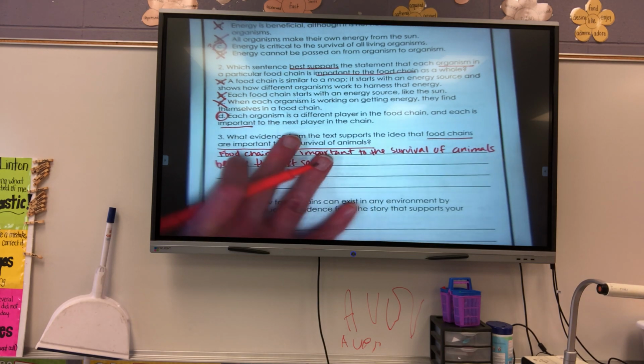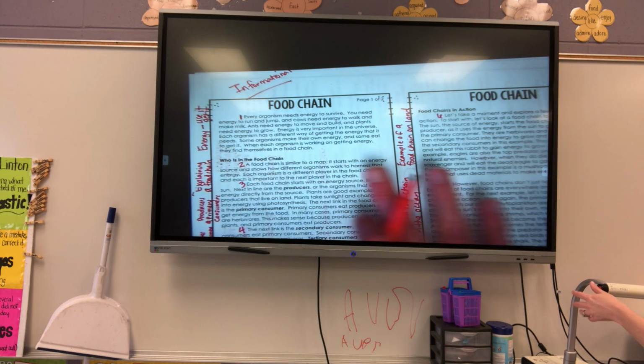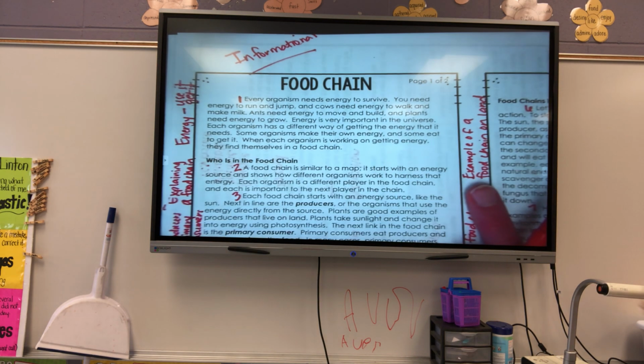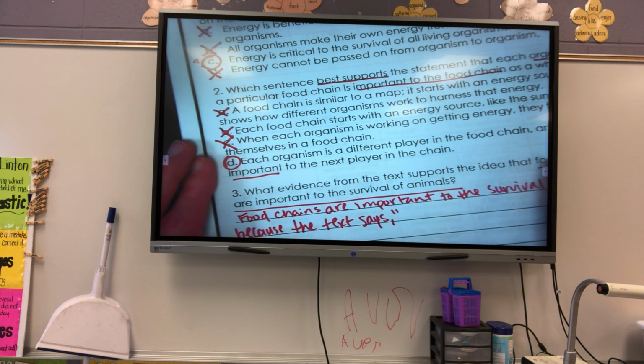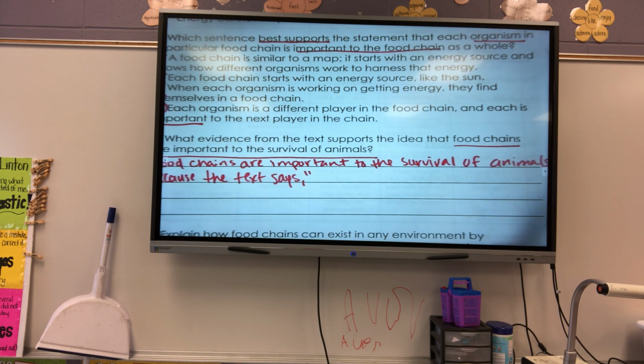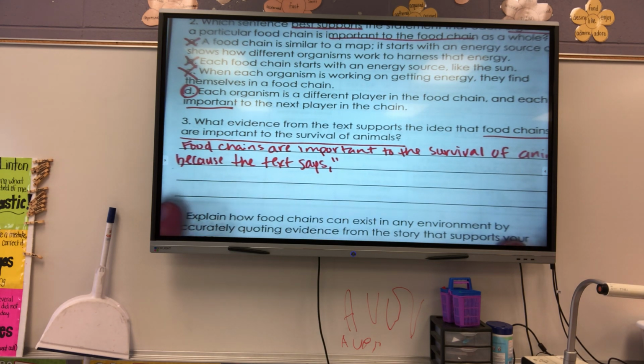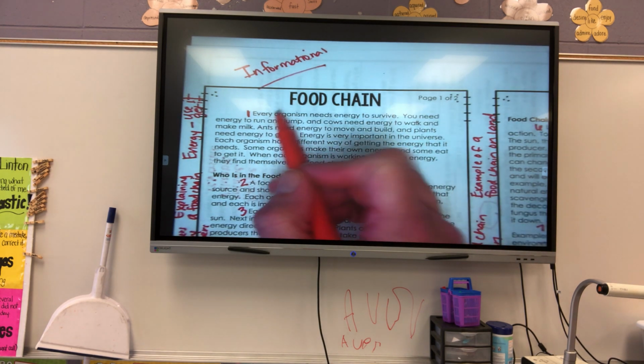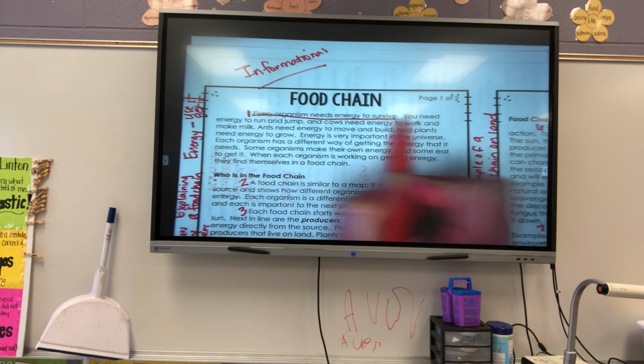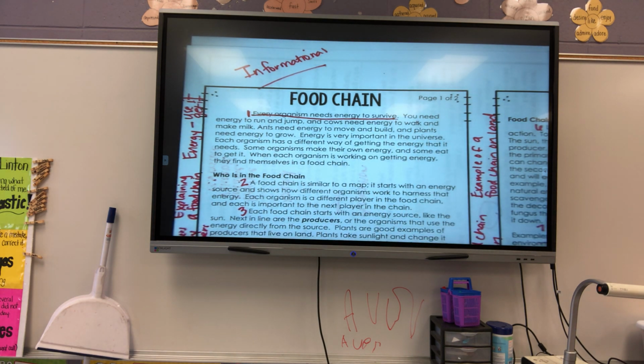Paragraph one says, every organism needs energy to survive. Does that tell me why food chains are important to the survival of animals? No. Well, what do they need? Energy. Energy to survive. Where are they getting the energy? From the food chain. So can I infer that every organism needs energy to survive? Yes. Every organism needs energy to survive. Where are they getting it from? The food and the food chain.